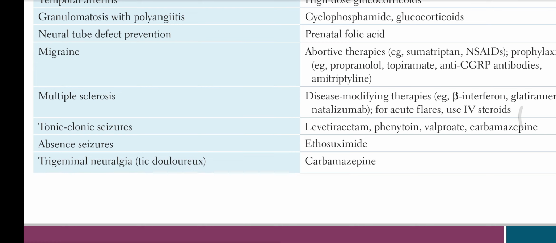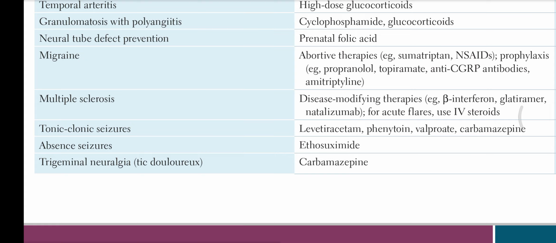For absence seizure, ethosuximide is given. For tonic-clonic seizure, levetiracetam, phenytoin, valproate, carbamazepine is given.